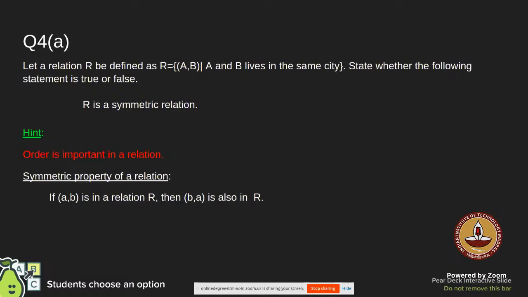The statement is, this is a symmetric relation. Is it true or false? True, sir. If A and B are living in the same city, then B and A also live in the same city. A and B live in the same city. Exactly, that's true. This relation is a symmetric relation. Yeah, understood. Great.